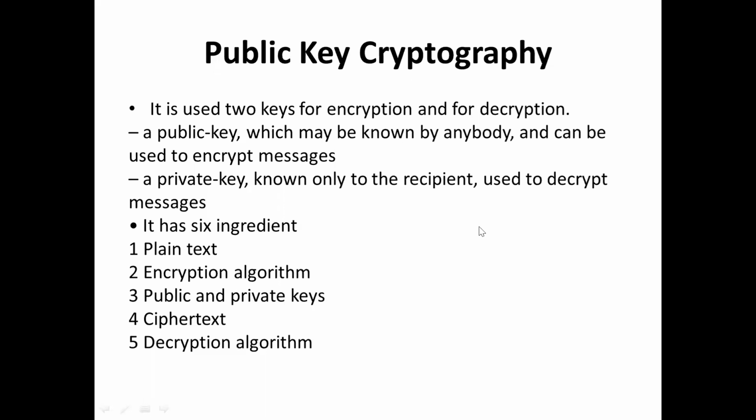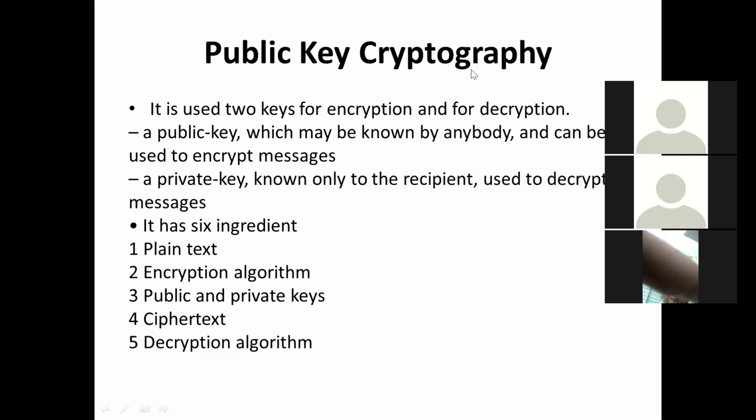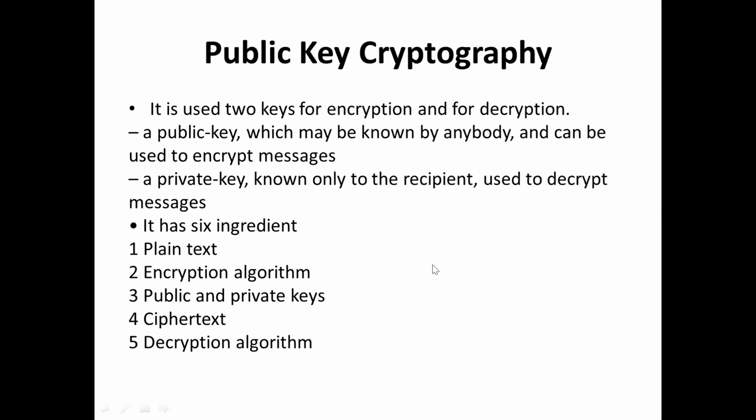In the last session, we discussed the concept of public key cryptography. Two types of cryptographic keys are there. One is symmetric key cryptography. The second one is public key cryptography, which we also call asymmetric key cryptography. In symmetric key cryptography, only one key is used for encryption and decryption. That means the same key is used for both encryption and decryption.